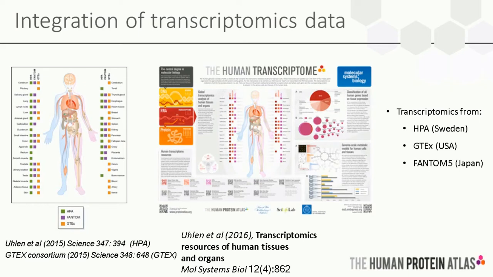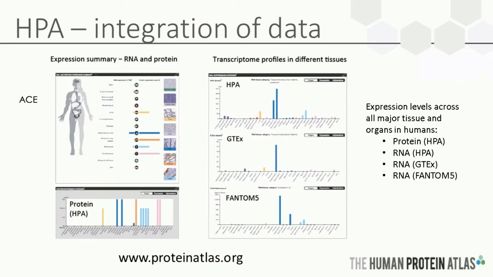So a lot of the work in the Protein Atlas now is to integrate different types of omics data, especially transcriptomics and proteomics data. We now have transcriptomics data both from our own effort, the HPA, but also from the GTEx consortium in the United States and the FANTOM5 consortium in Japan, and this is now integrated into the Protein Atlas.